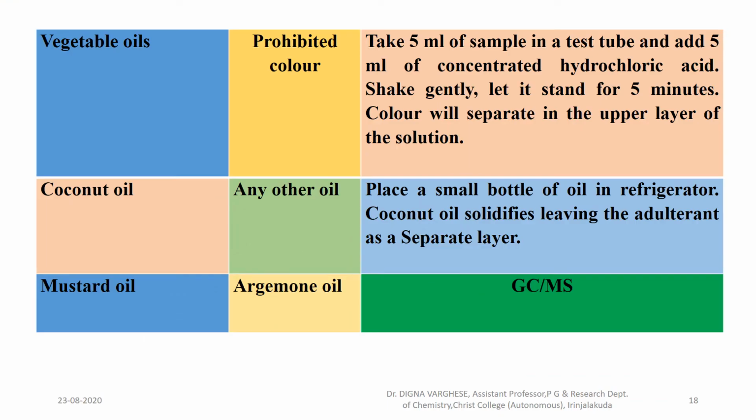Another adulterant used in vegetable oil is prohibited color. That is, if any color is added to the vegetable oil, it can be tested in a lab by taking the sample in a test tube and adding 5 ml concentrated hydrochloric acid to this. Shake gently, let it stand for 5 minutes. After 5 minutes, if any color separates in the upper layer of the solution, it will indicate that color is added to the particular oil.